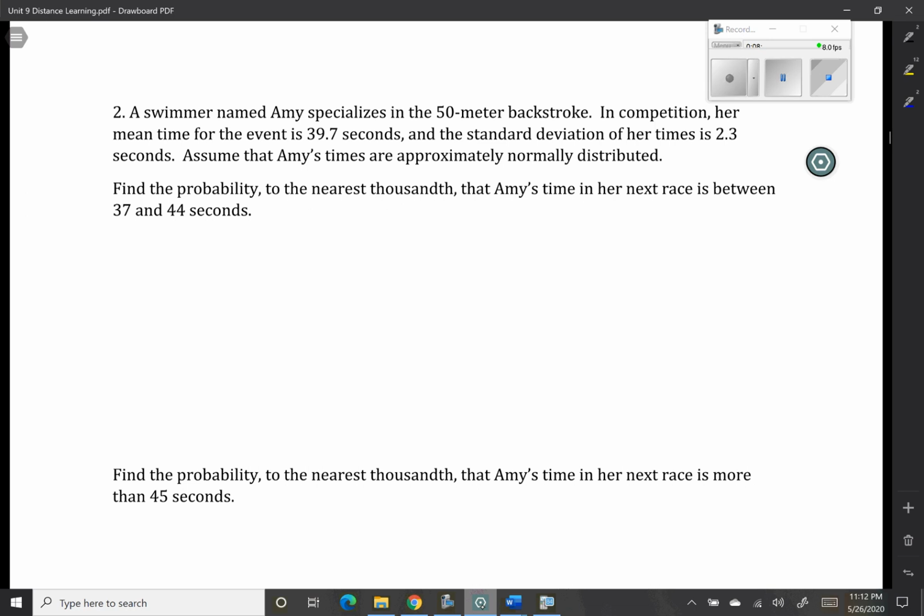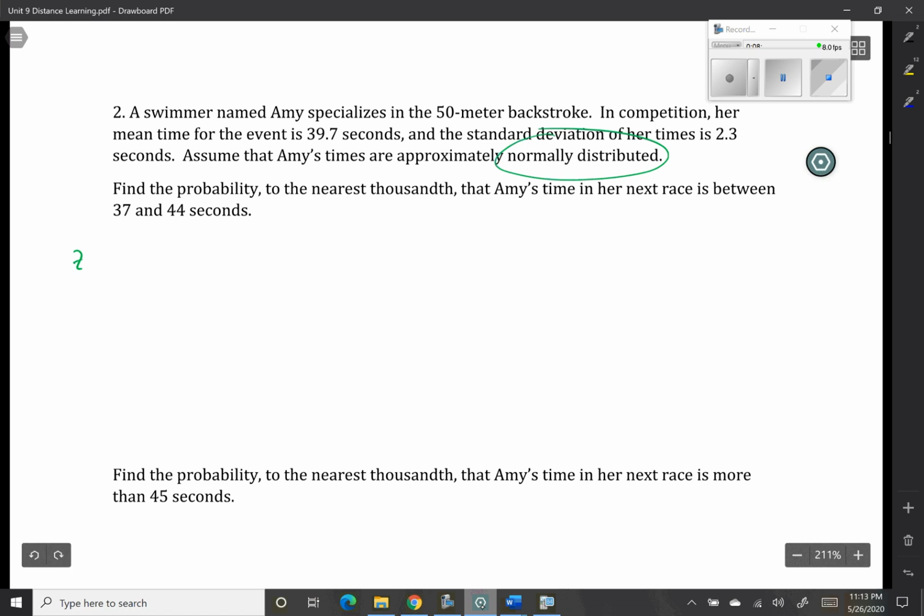Number 2 says a swimmer named Amy specializes in the 50-meter backstroke. Good for Amy. In competition, her mean time for the event was 39.7 seconds, and the standard deviation was 2.3. Remember, standard deviation is how spread out her data is going to be. So the bigger the standard deviation, the more spread your data is. The smaller your standard deviation, the closer your data is to the mean. It says approximately normally distributed time, so we know we're talking about a bell curve here.